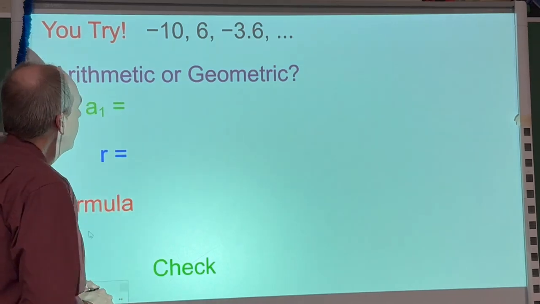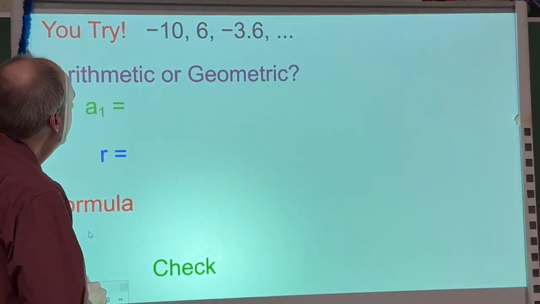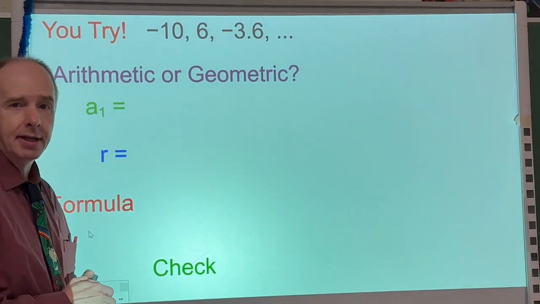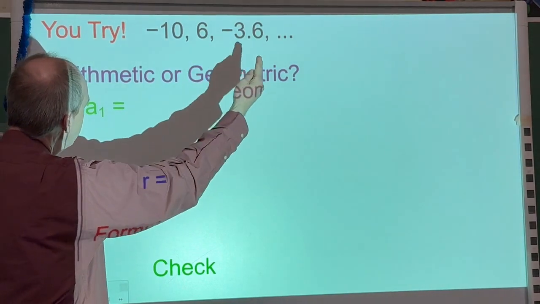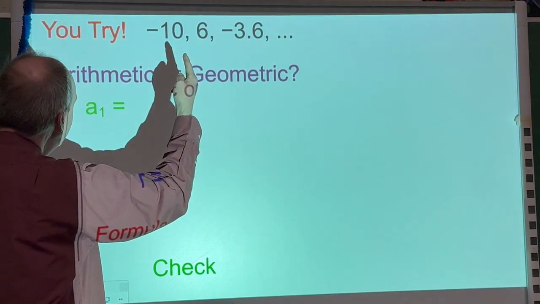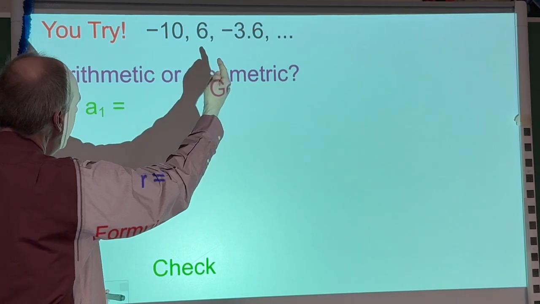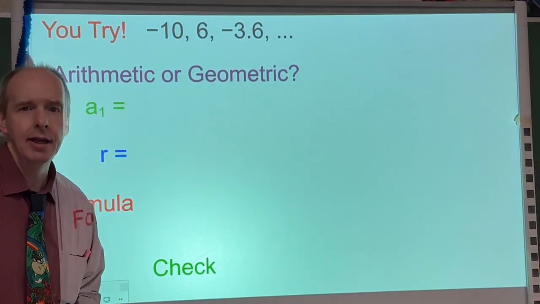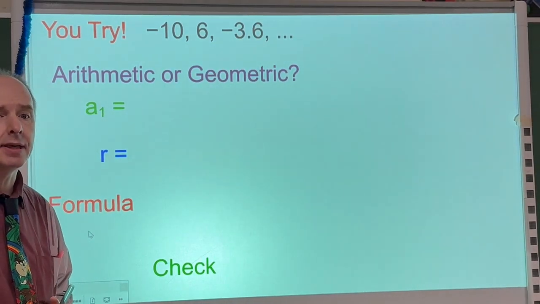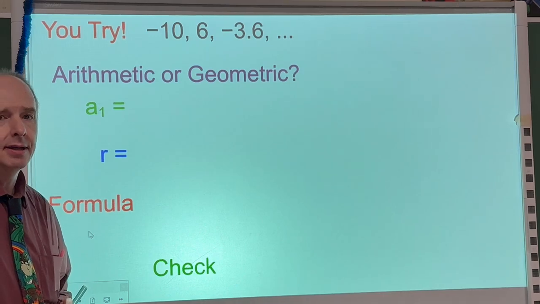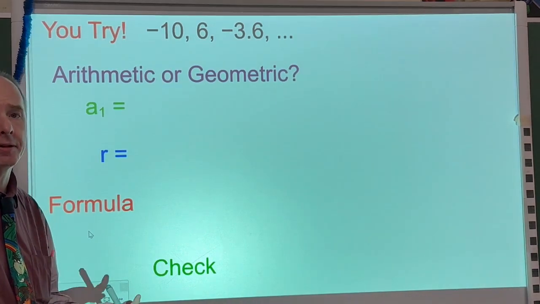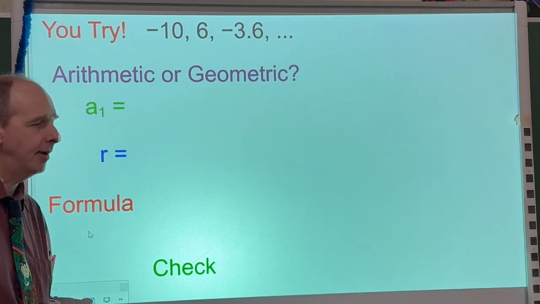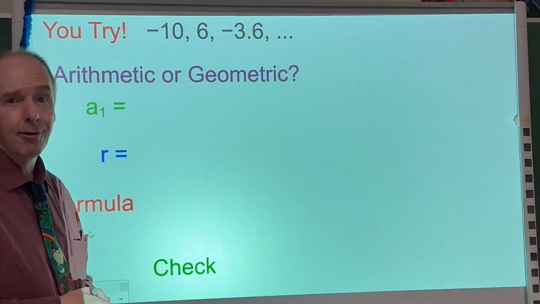Oh my, a little tougher here. So let's see, if I am looking at possibly being arithmetic, the number goes negative to positive to negative. So I would add 16 and then I would subtract something. That would not be arithmetic. You can't add 16 and then subtract 9.6 and expect to have the same difference every time. Is it geometric or is it neither?